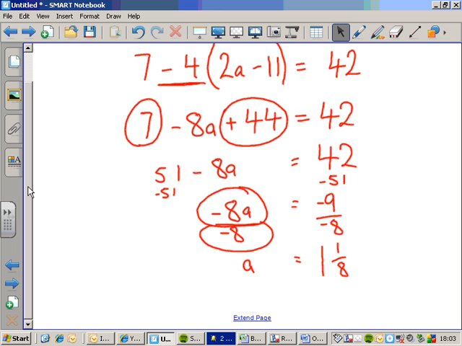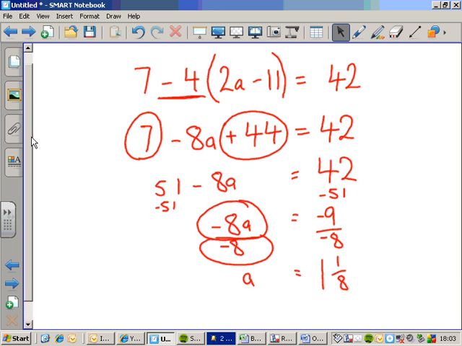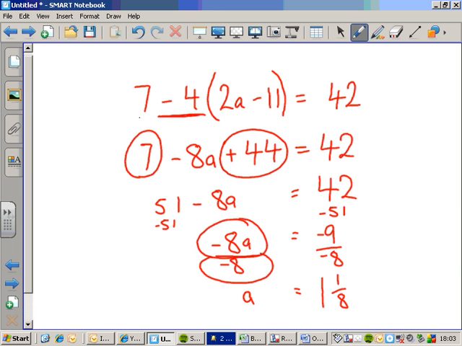Fantastic. That's solving equations which have brackets in. Remember, do everything in the right order. Don't rush it and do the 7 minus 4 first. That'll be a mistake. Multiply out the brackets first, and then deal with any simplifying or collecting of like terms subsequently. All right. That's solving equations which contain brackets.